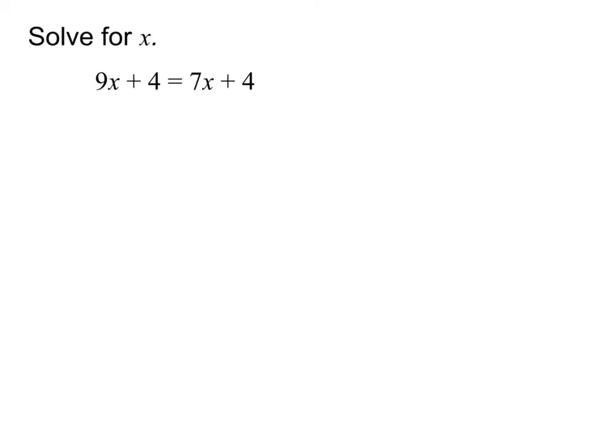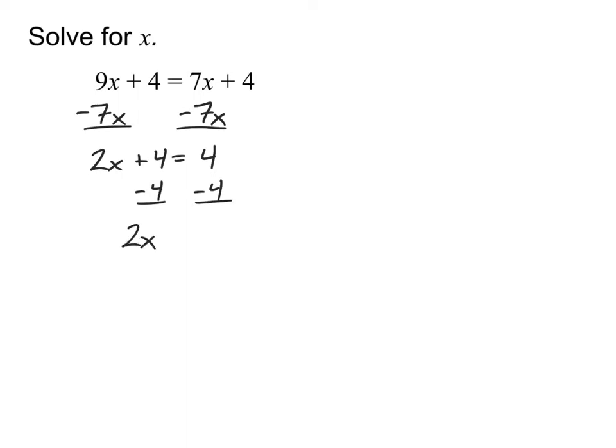So for that reason, I'm going to choose to move the 7x out of the right side and into the left side. So I'm going to take 7x away from 9x, which is going to leave me with 2x plus 4 equals 4. Now that I have the x only on one side, I can now just continue to get rid of everything that isn't x from that side. So I'm going to subtract 4 from that side. And of course, what I do to one side, I have to do to the other as well. And so that's going to leave me with 2x on the left. And on the right side, I have 4 minus 4. And 4 minus 4 equals 0.